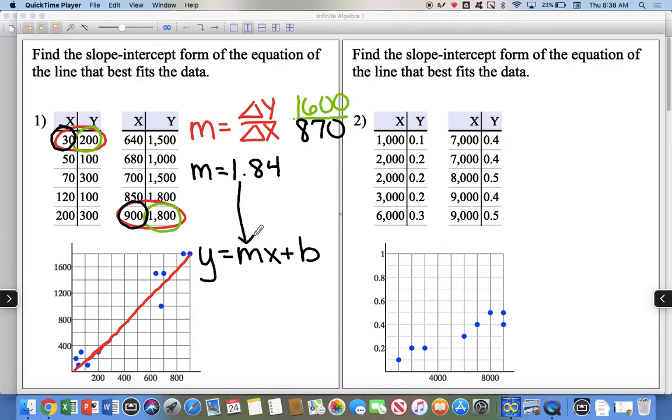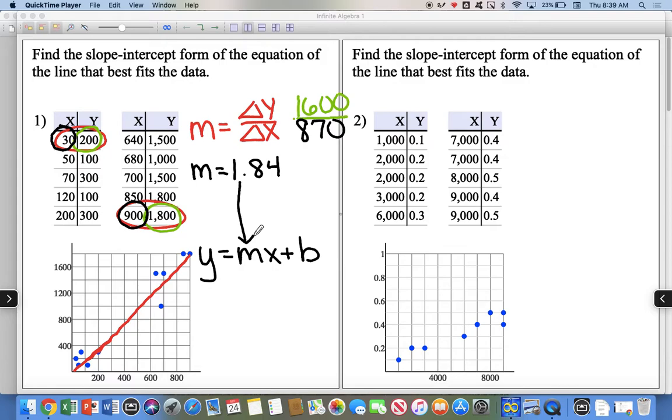Now, do you guys remember what a b value is on a graph? Go back to algebra 1. Whenever we say y equals mx plus b, what is b? Slope, right? M is the slope. The y. It's something to do with the y. It's the y-intercept. So it's where the line crosses the y-axis.